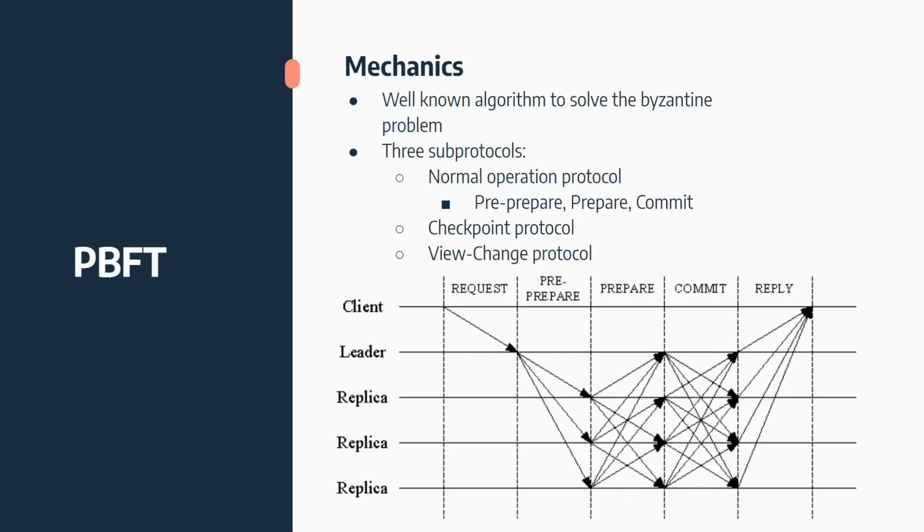After the commit phase, the node sends an output value to the client with the reply message, and the client receives at least 2f plus 1 reply messages having the same output value from the nodes. It will then accept the output value, and if it doesn't reach this quorum, then consensus is not reached.